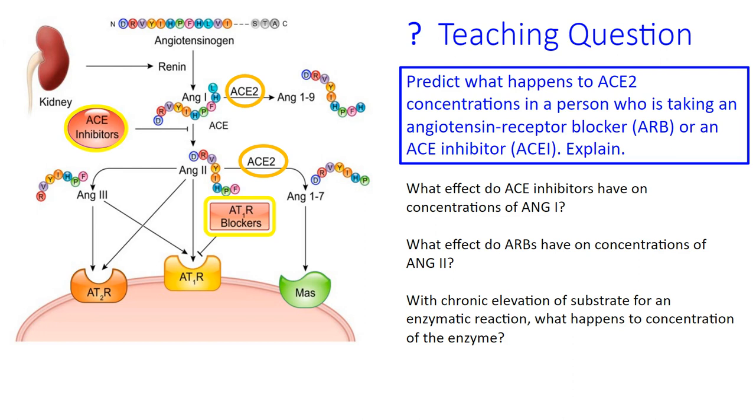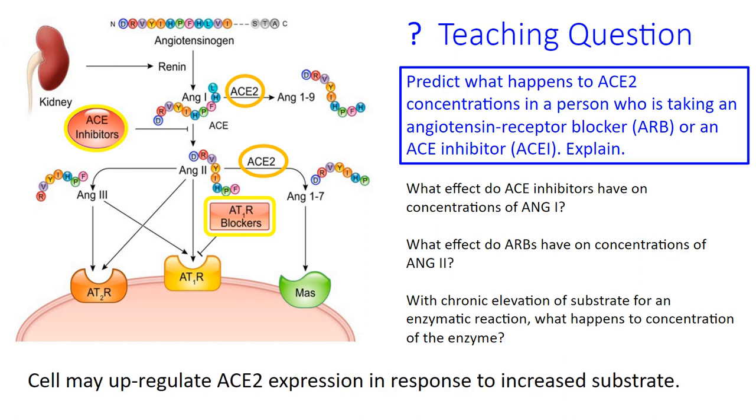So it turns out if those concentrations of substrate are simply going up, with a fixed amount of enzyme, you're going to see an increased rate of reaction. But when you have chronic elevation of substrate, which is what you would have when you're giving someone drugs that chronically block these pathways, very often the cell is going to induce synthesis of more enzyme. So the prediction is going to be that cells are going to upregulate their ACE2 expression in response to the increased substrate caused by giving these antihypertensive drugs.